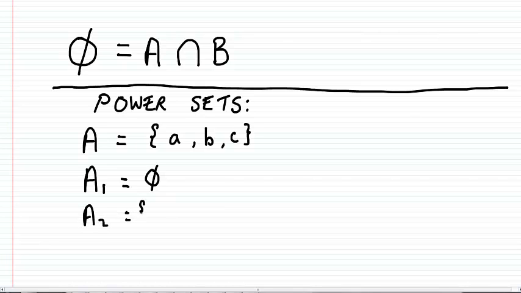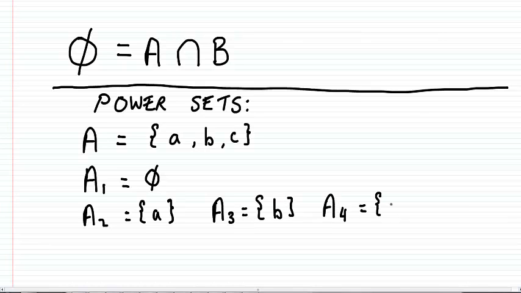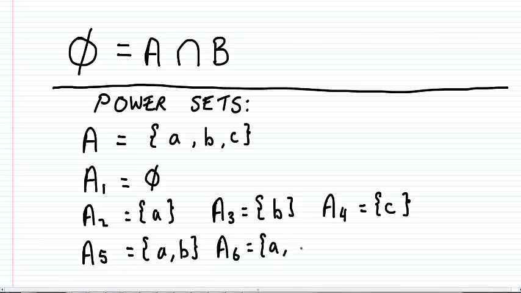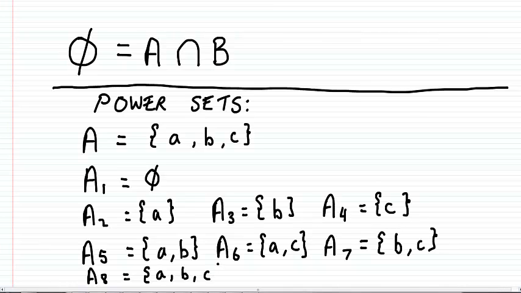A2 is going to be the set with a single element A. A3 is going to be the set with a single element B. A4 is going to be the set with a single element C. A5 is going to be the set with elements A and B. A6 will be the set with elements A and C. A7 will be the set with elements B and C. And finally, A8 is going to be the set A itself, elements A, B, and C.